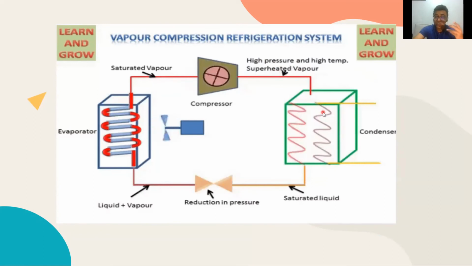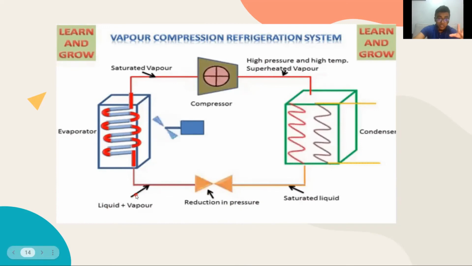At the condenser, it will release the heat, and then convert the vapor into the liquid by external sources. It will flow and enter the expansion valve. At the expansion valve, the high temperature and high pressure liquid will be expanded, and as a result, it will lower the temperature and lower the pressure of the liquid.